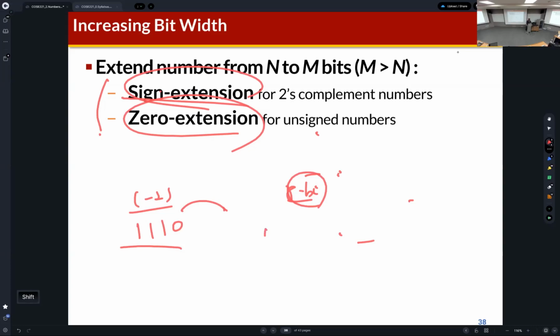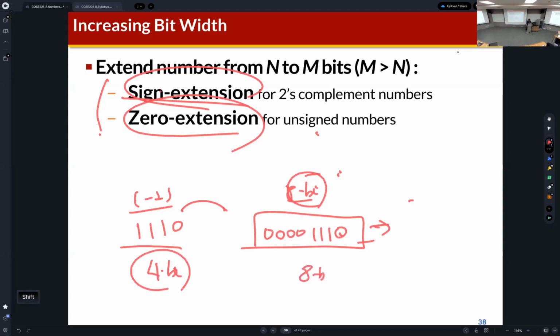If we just add zeros, then what is this number using the 8-bit number system? This is the 4-bit number system, and this is the 8-bit number system. If we just add 0, 0, 0, 0, because we need to change the number of bits of this number to 8 bits, what is this number? It is 8 plus 4 plus 2, which is 14, right? So what is the problem? -2 is converted into the 8-bit number system, but it becomes 14 if we just add zeros.